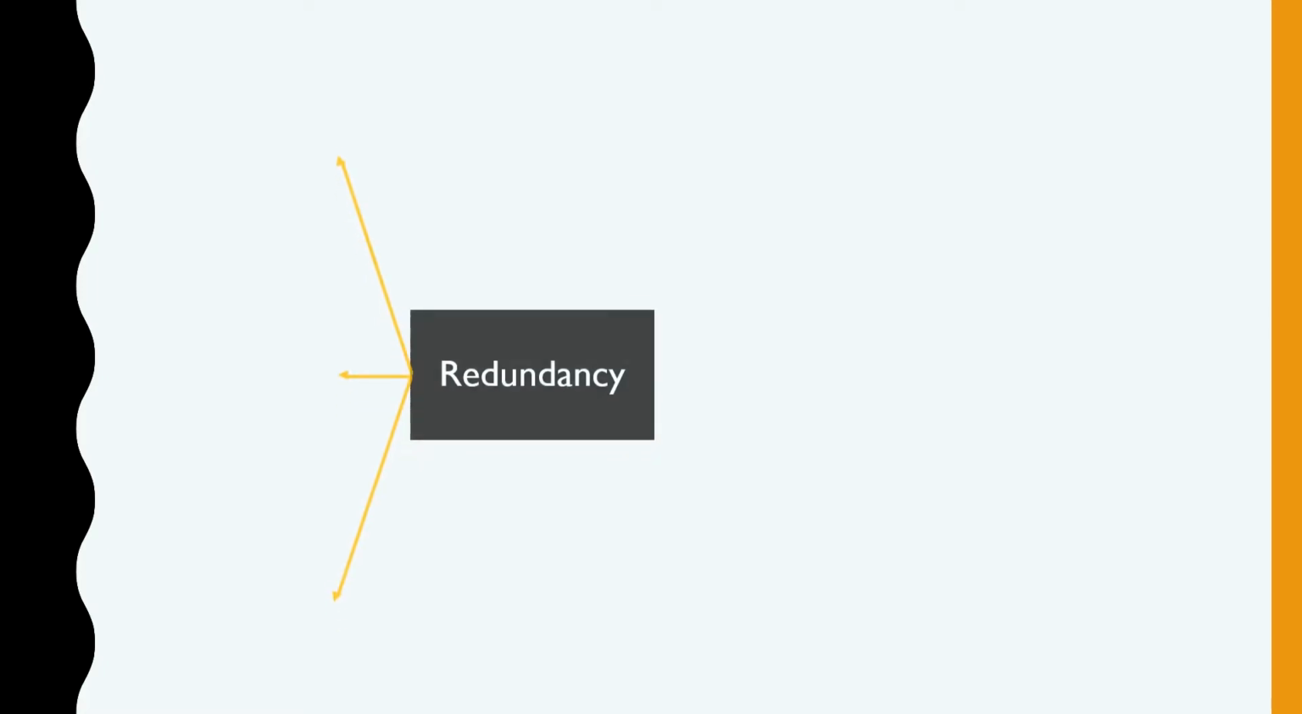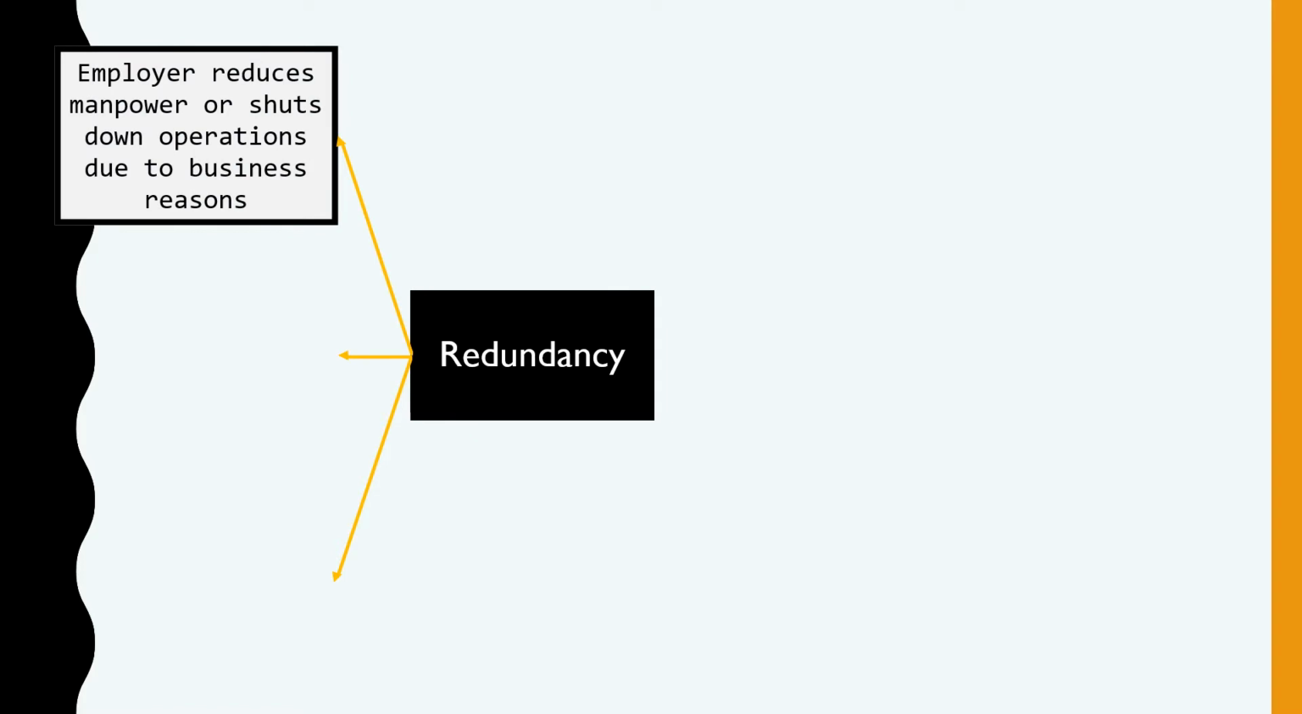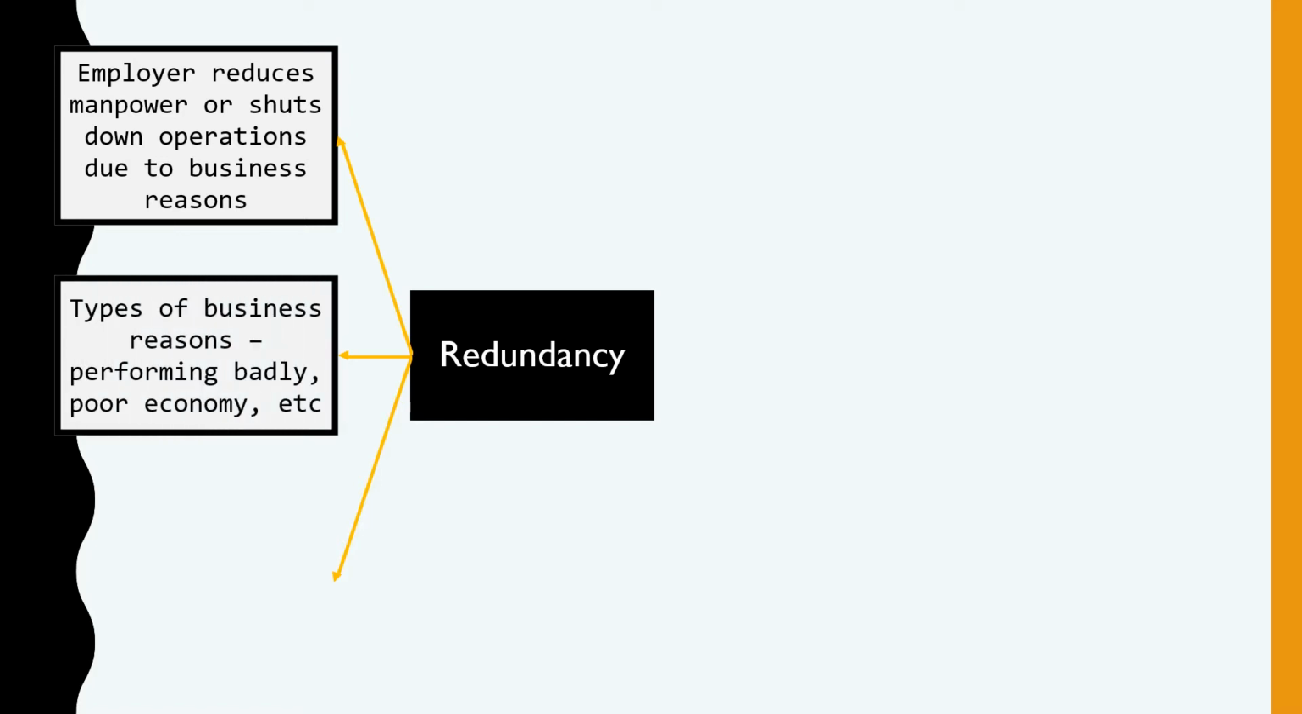Okay, so here is where we will look at the differences between redundancy and dismissal, what each really means. So in terms of redundancy, it is a situation where the employer would reduce the headcount or the manpower, right, due to certain business conditions, right? For example, the economy is doing badly, inflation is high, the business is not performing, the sales are down, right?